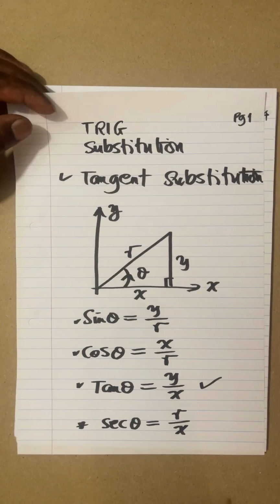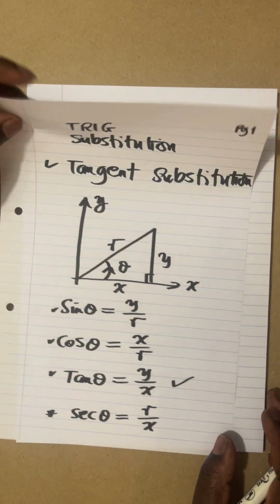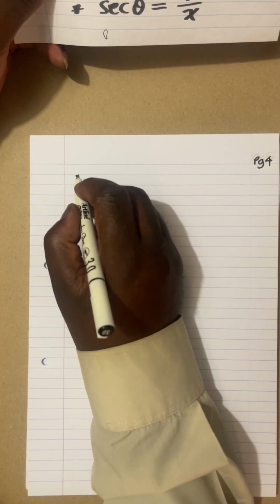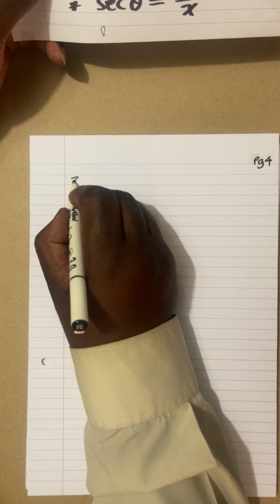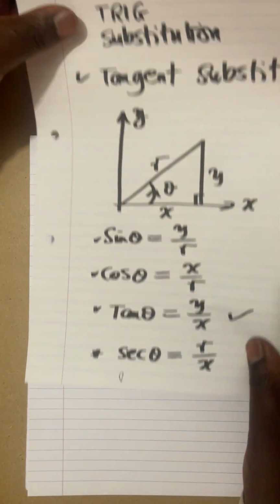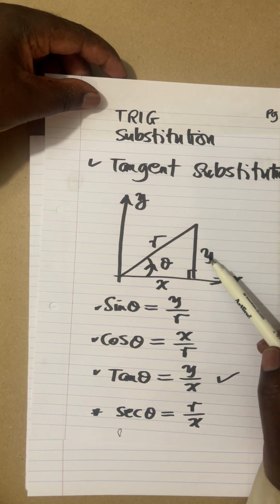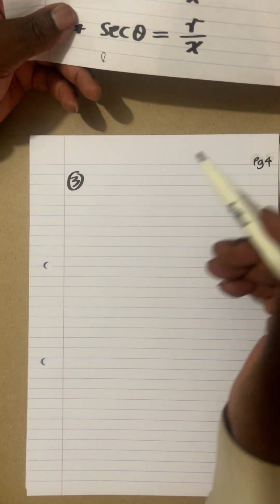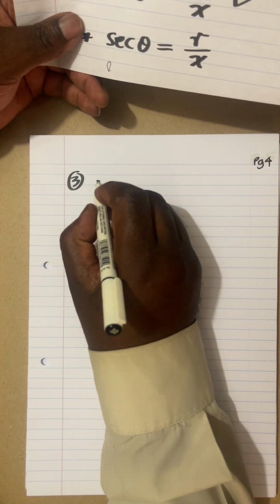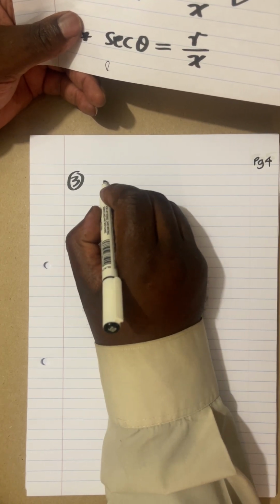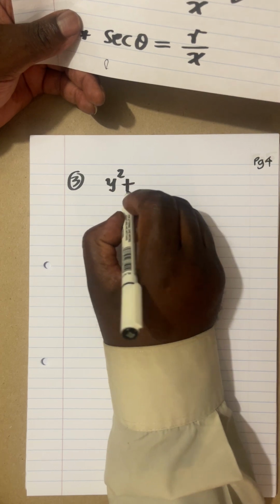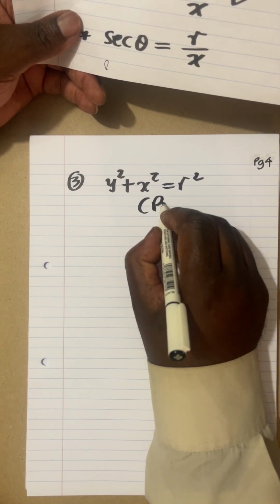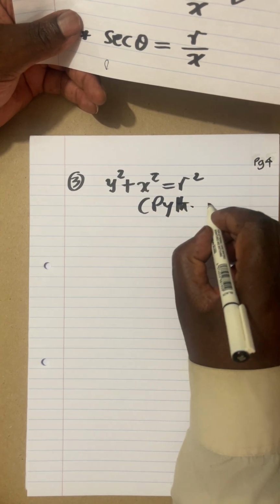Now, while we're still in this quadrant, we understand Pythagoras' theorem, and let's call it result number 3. Pythagoras' theorem says that the square of the hypotenuse is equal to the sum of the squares of the other two sides in a right angle triangle. So we are saying y squared plus x squared is equal to r squared. This is because of Pythagoras' theorem.